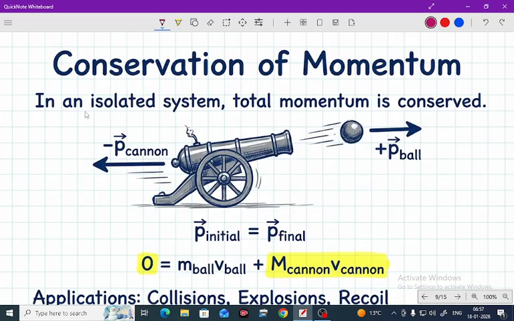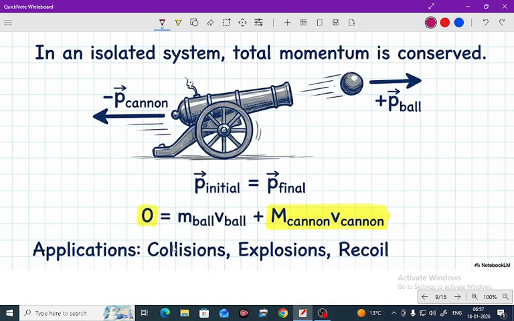Conservation of momentum: in an isolated system, total momentum is conserved. Here you see initial momentum equals final momentum. Minus P cannon, plus P ball, in this way. So total momentum is 0. Mass of ball times velocity of ball plus mass of cannon times velocity of cannon equals 0. Applications: collisions, explosions, recoil, all applications of Newton's third law of motion.